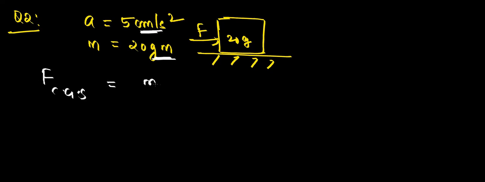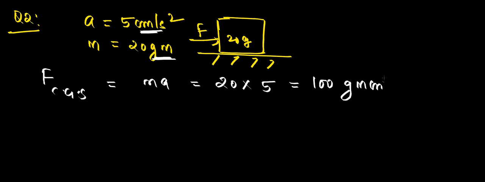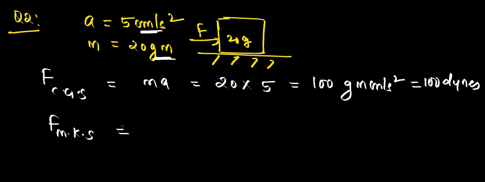What is the formula? M into A. Mass is 20, acceleration is 5, 20 into 5 is 100. This is 100 gram centimeter per second square. Can I simply write it as 100 dynes? Yes, CGS unit. Now you have to find the force in MKS system. Newton is the MKS unit, right?